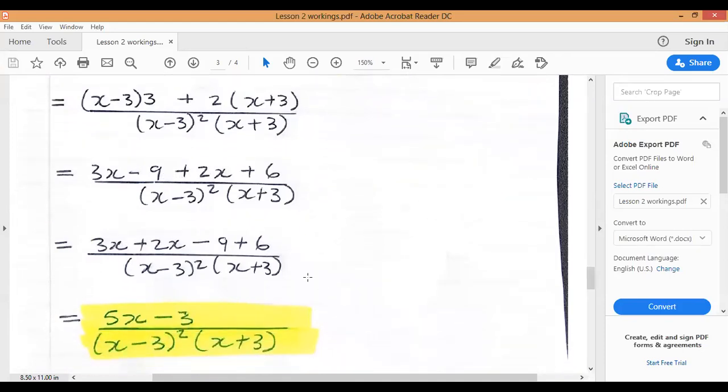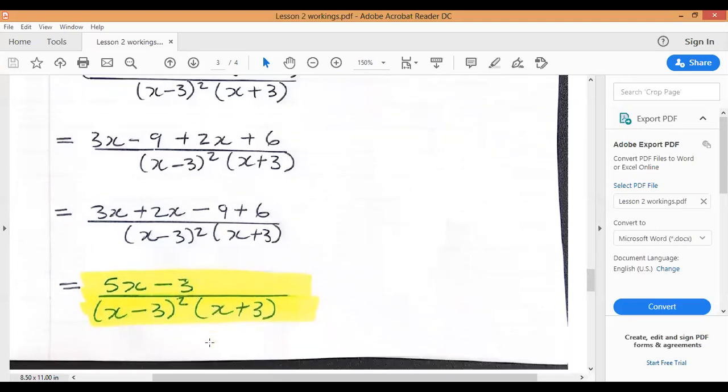Therefore, your answer will be 5x, of which 3x plus 2x is 5x, minus 9 plus 6. You always take the sign of the bigger number. What is the bigger number? It's 9, so it's negative. Then you're going to say 9 minus 6, you'll get 3. So no wonder it's 5x minus 3, with your LCD, your denominator. I hope it makes sense.